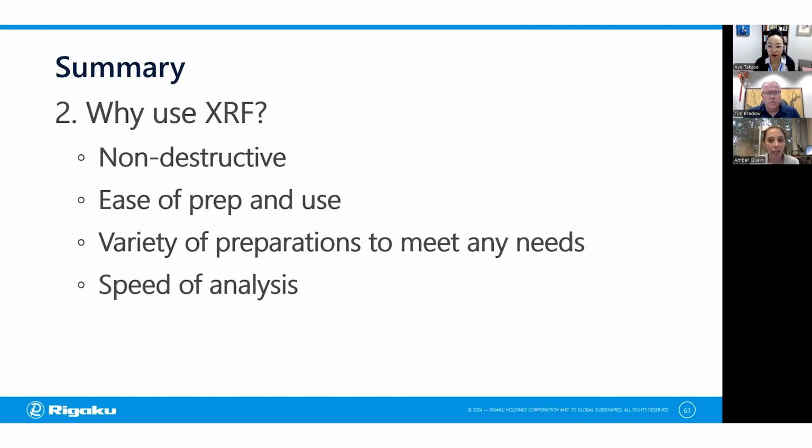Next, why use XRF? Hopefully we understand at this point that it is non-destructive. We can usually recover your sample at 100%. It's very easy to prepare materials, and we can find a prep technique that can meet your needs and what your lab is able to handle. And the speed of analysis: it's a very quick analysis, and it's very quick for setup and calibration in the case that you do go for calibration.